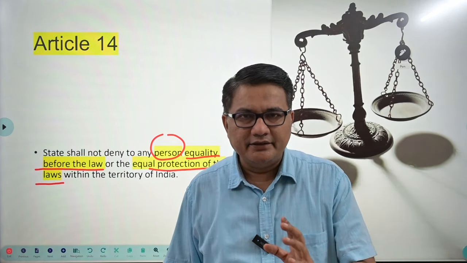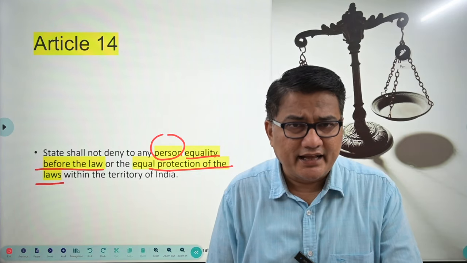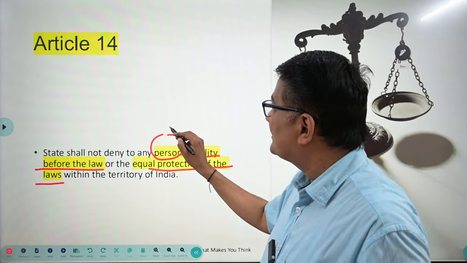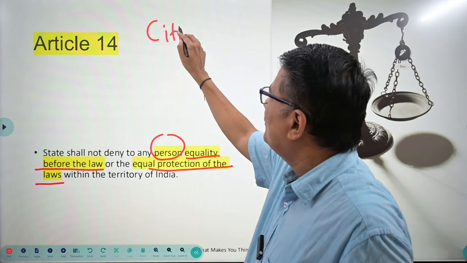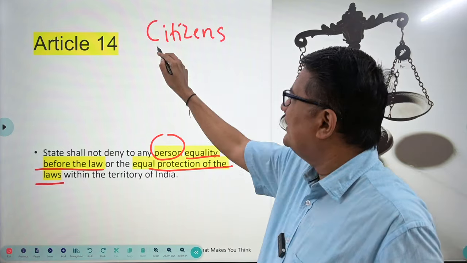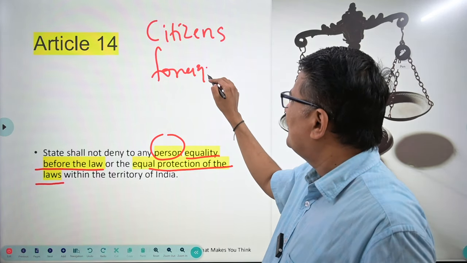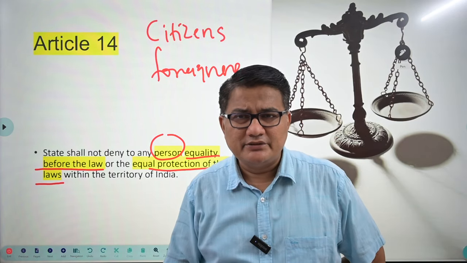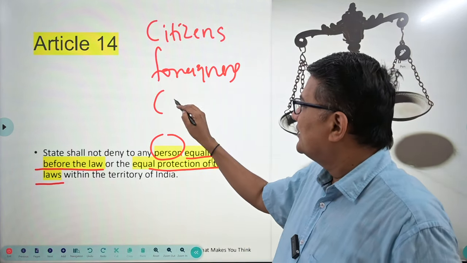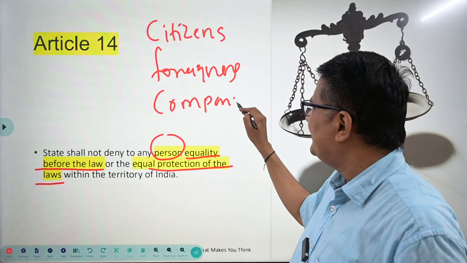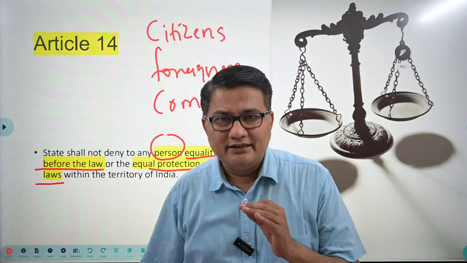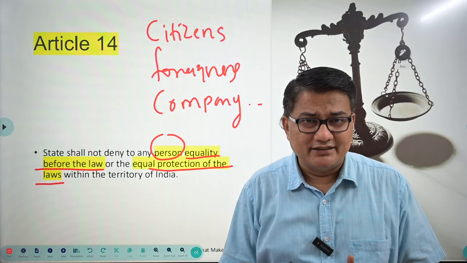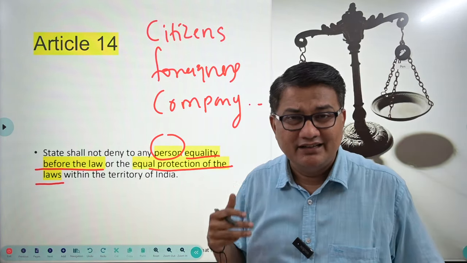Please listen carefully. It says that the state shall not deny to any person; they have used the word person. Does person mean the right is available only to citizens? No, it is available even to foreigners also. Not only that, person means even legal entities are also covered. That means this right is available to a company, corporation, society and so on. That clearly shows Article 14 is available to all. It's not only limited to citizens. I hope the meaning of the word person is clear.